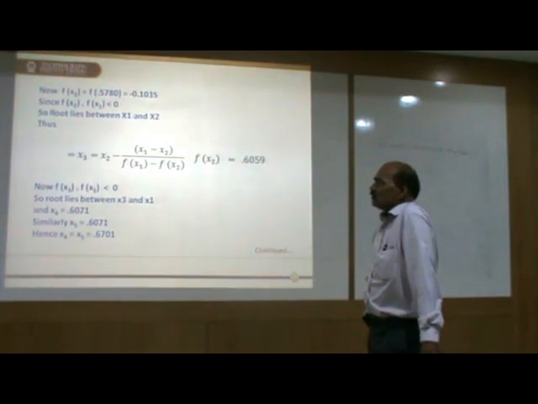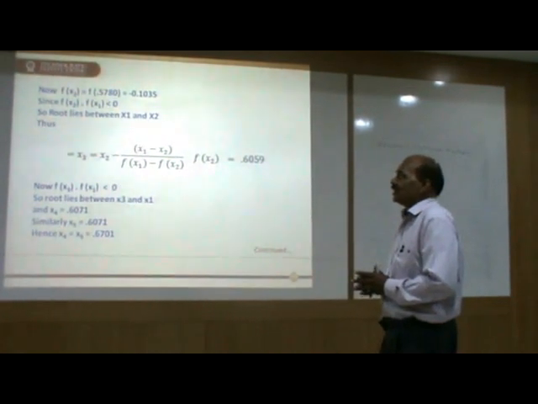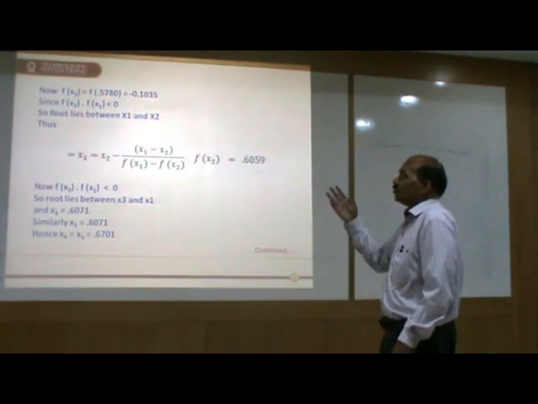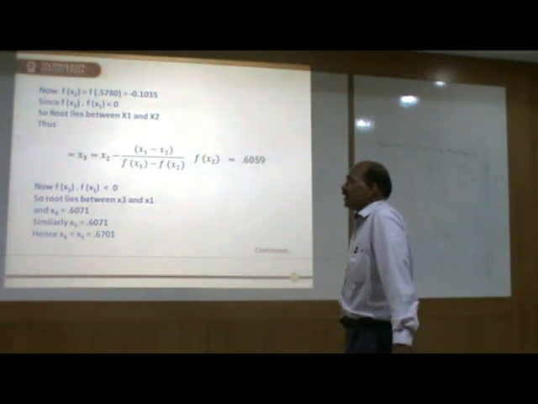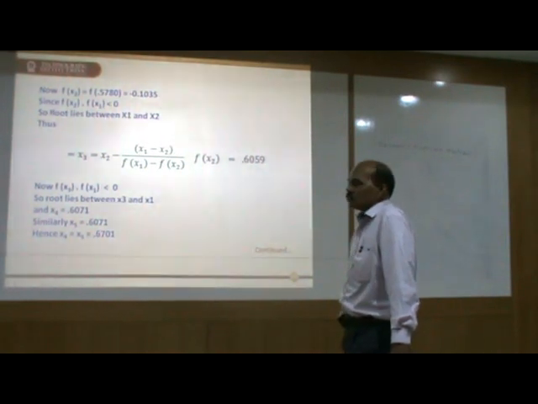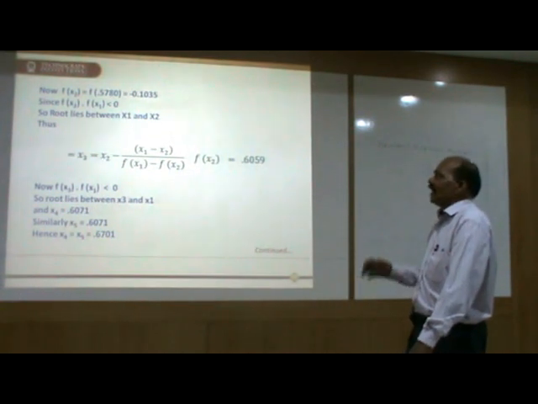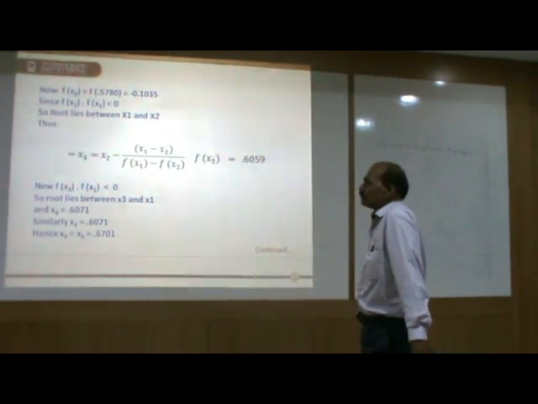Now, for carrying out the next iteration, we have to again check the condition in which the root lies. So we have found f of x2, and f of x2 comes out to be negative. Then this says that f of x2 into f of x1 is less than 0. So further it indicates that the root will lie between x1 and x2, as given in the presentation.